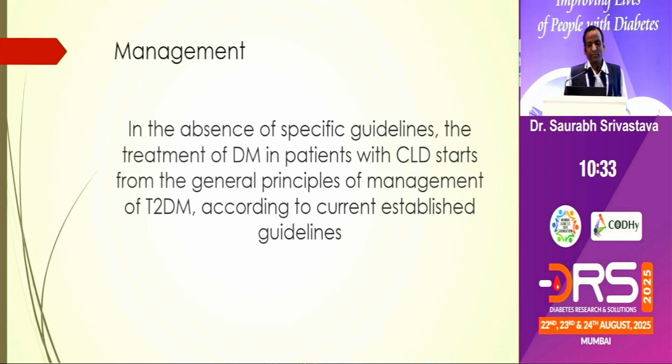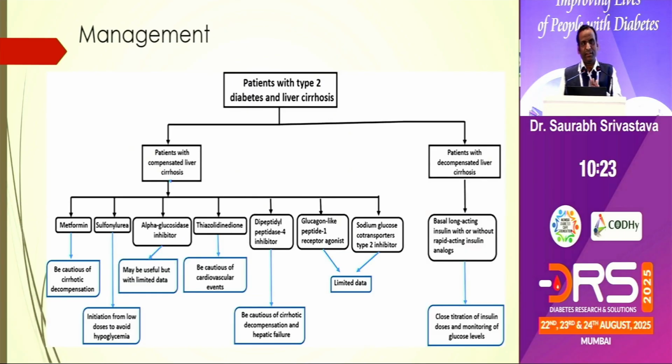Coming to the management, which was the main topic, in the absence of specific guidelines, the treatment of diabetes mellitus in patients with CLD starts from the general principles of management. That is, if we see a patient of type 2 diabetes, be it compensated or decompensated. In decompensated liver disease, the only option is insulin. However, in compensated liver disease, all the drugs can be used, with or without caution, and some can be avoided.